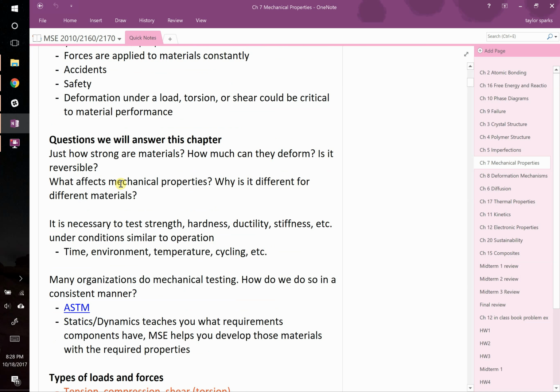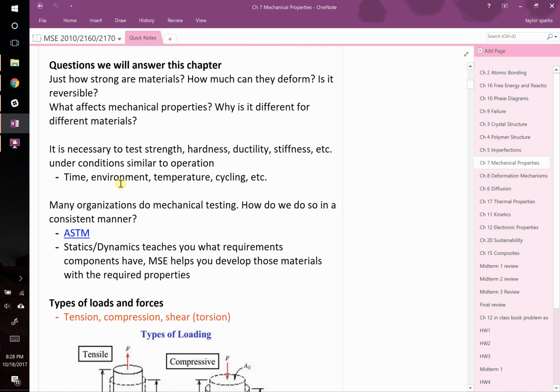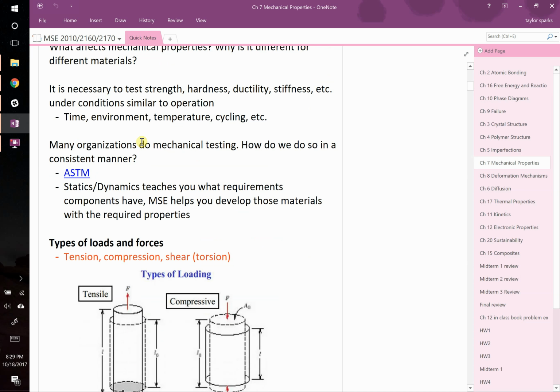Okay? So questions we're going to try and answer this chapter are: how strong are materials? How much can they deform? Is it reversible, right? If deformation occurs, can we undo it? Is it different for different materials? And then is it necessary to test the strength, hardness, right, under different conditions, in terms of time, environment, temperature, cycling, etc. And with that, I'll just give a quick plug for the ASTM.